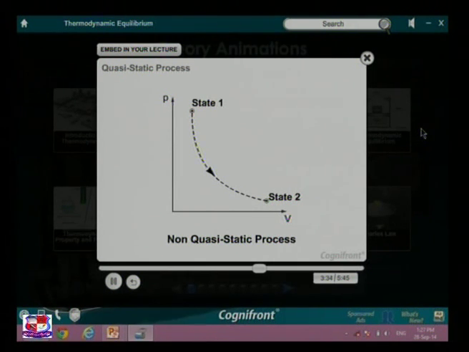Observe the graph where the non-quasi-static process is represented by a dotted curve. State 1 and 2 represent the initial and final state respectively.